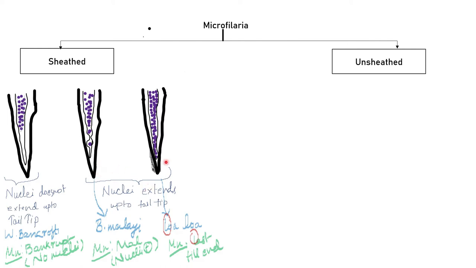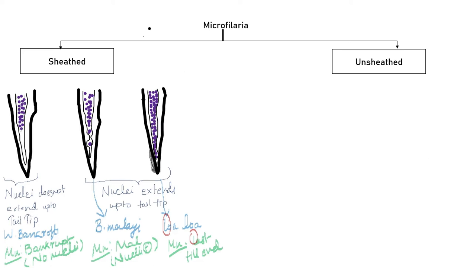And the second, where nuclei is present in a row up to tail tip. Example is Loa loa. How can you remember? Loa loa, L for Loa, L for last till the end. So here coarse nuclei are present and tail tip is blunt here. And nuclei column is extended up to tail tip.